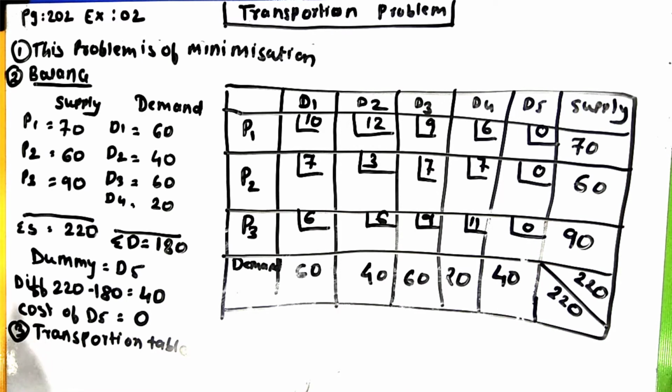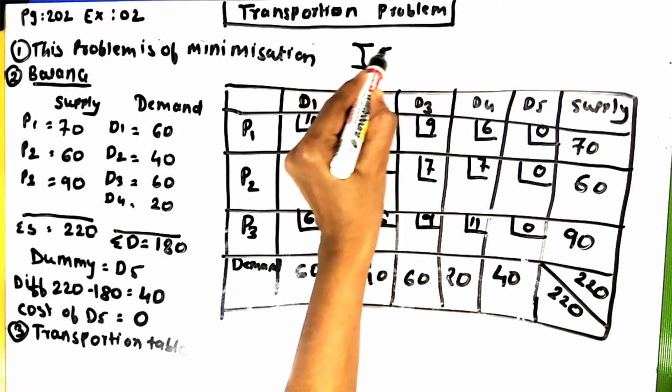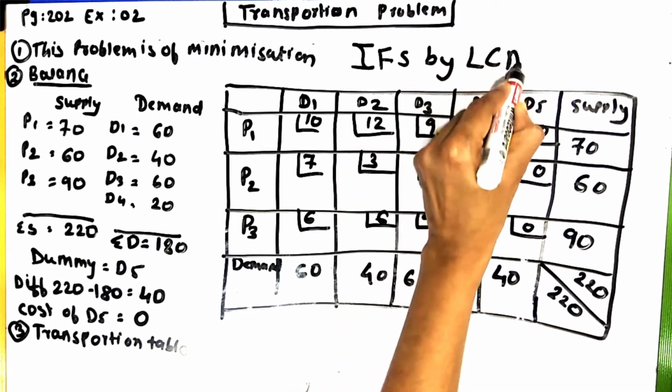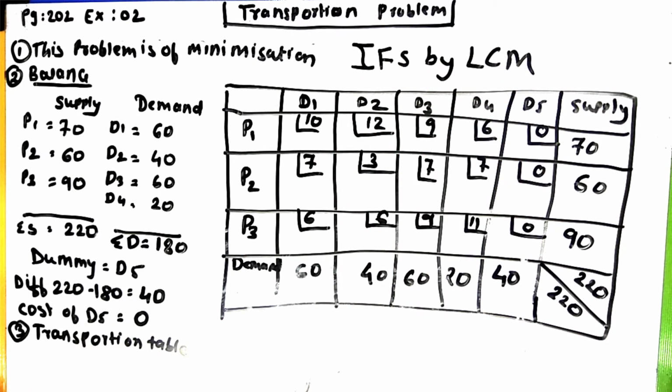Now this is our transportation table. So let me find the initial feasible solution. We are finding the initial feasible solution by the least cost method. As I said, the word itself says least cost. That means we are going to give the allocation wherever we have the least cost in the table.